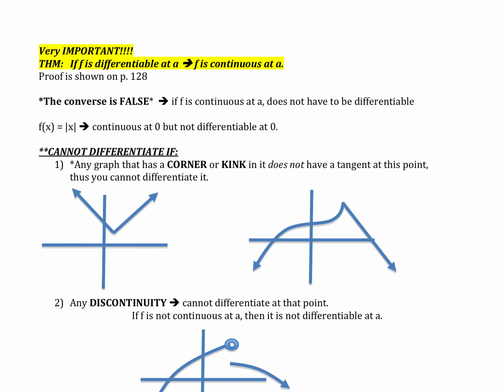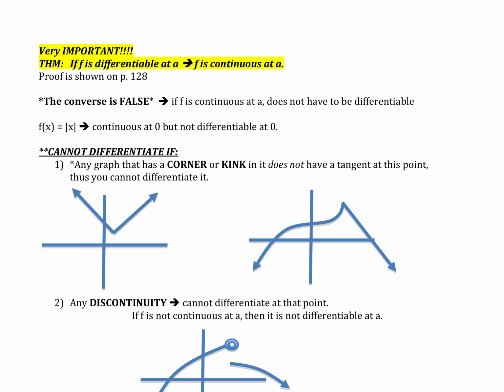Here's our theorem that we're going to talk about. If f is differentiable at a, then f is continuous at a. Your author proves it on, Stewart proves it on 128, but the converse is false. If I can take the derivative, it's continuous. But that doesn't mean if it's continuous, I can take the derivative.